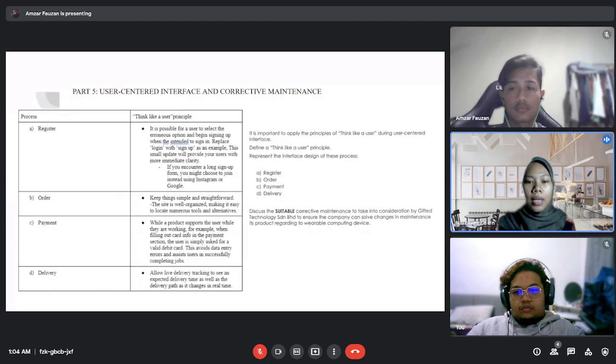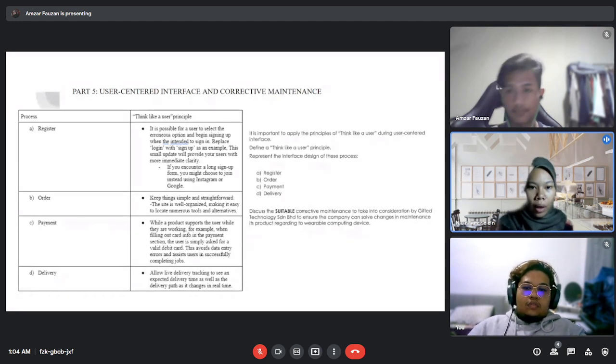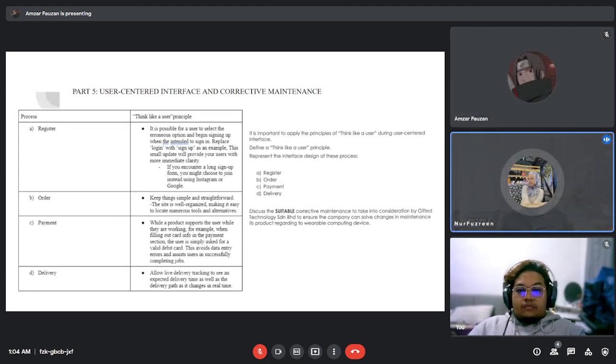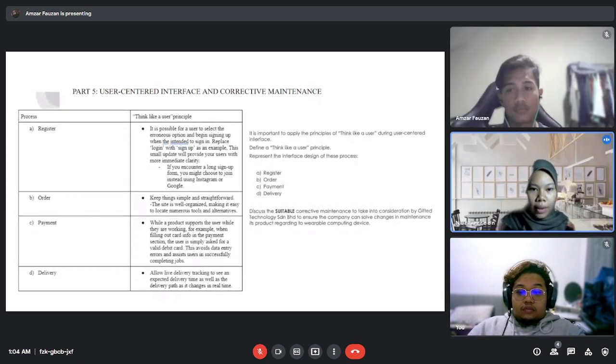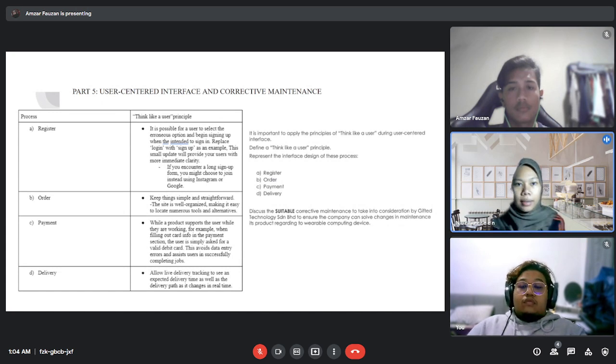And for the payment, the product should support the user where they are working. For example, when filling out card info in the payment section, the user is simply asked for a valid debit card. This avoids data entry errors and assists users in successfully completing jobs. And for delivery, allow live delivery tracking to see the expected delivery time as well as the delivery path as it changes in real time.